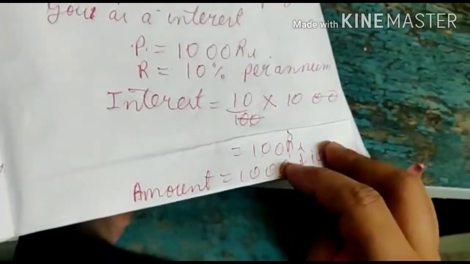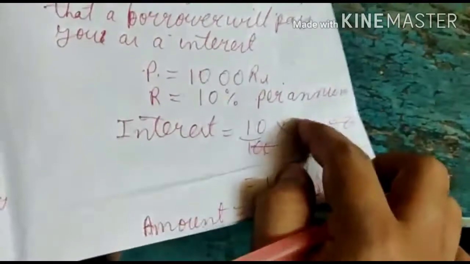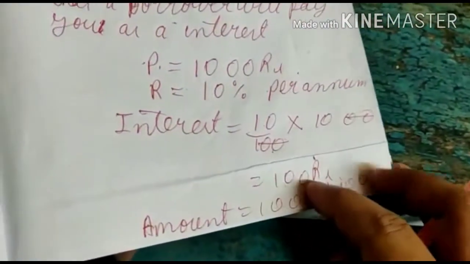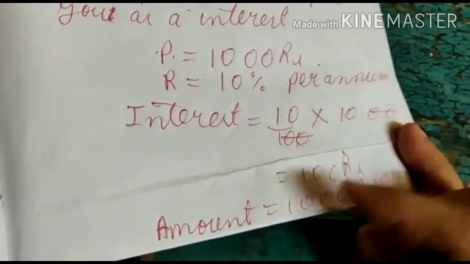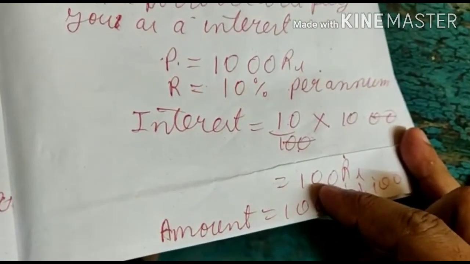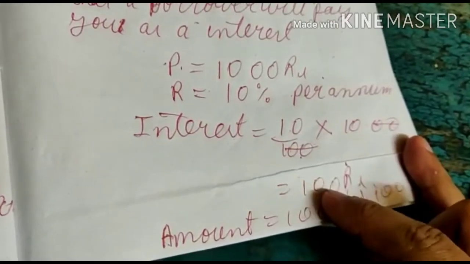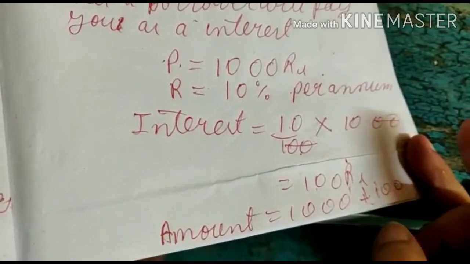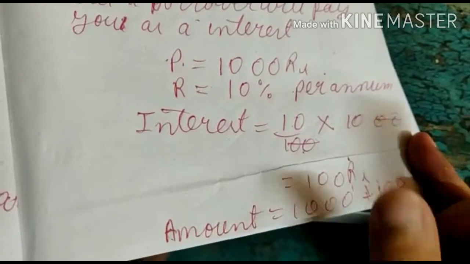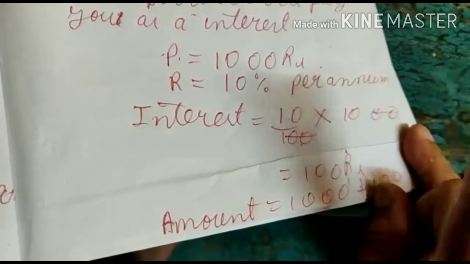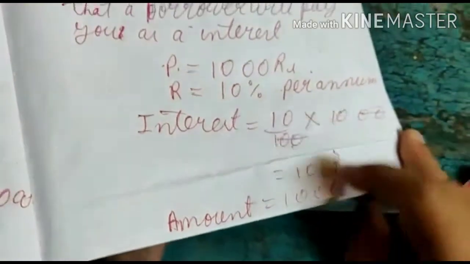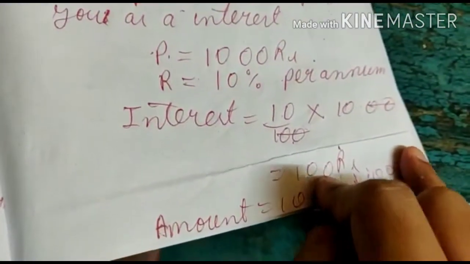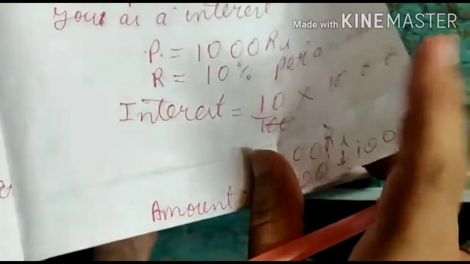Like here, say you have to calculate the interest at 10% per annum. The interest came out to be rupees 100 for 1 year, and if you have to find the interest for 2 years, it will be multiplied by 2. It will come as 200. The first year interest was 100 on 1000, and the second year interest on 1000 is also 100. So the total interest is 100 plus 100, that is 200, or 100 into 2.